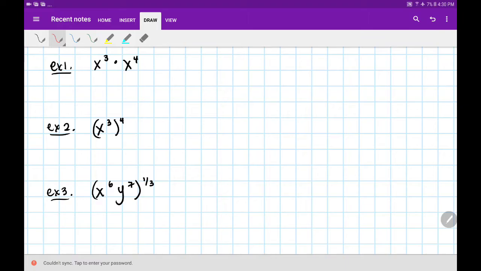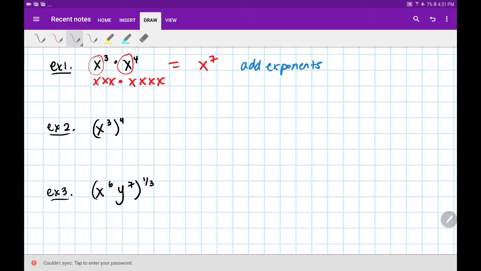So let's remember, when we have the same variable being multiplied by itself with different exponents, this is really what's happening. I have x cubed, that's x times x times x, times x to the fourth. That's 4 more x's. So in total, I have x to the seventh. And so our rule was we're going to add the exponents. That is the shortcut.